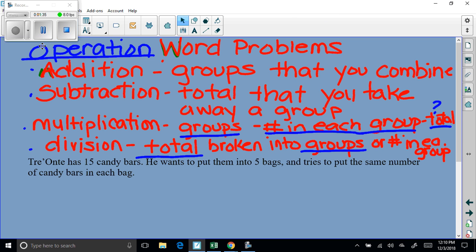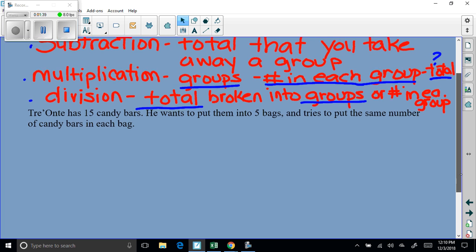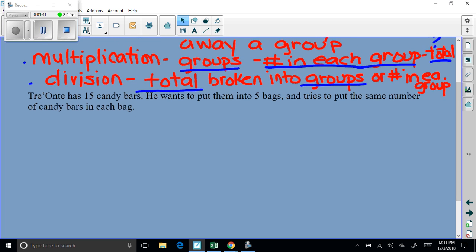So we have two word problems here today that we're going to work out together. Okay? So it says, Treonte has 15 candy bars. He wants to put them into 5 bags and tries to put the same number of candy bars in each bag. So when we're looking at this problem, first we're going to figure out what the question could be.